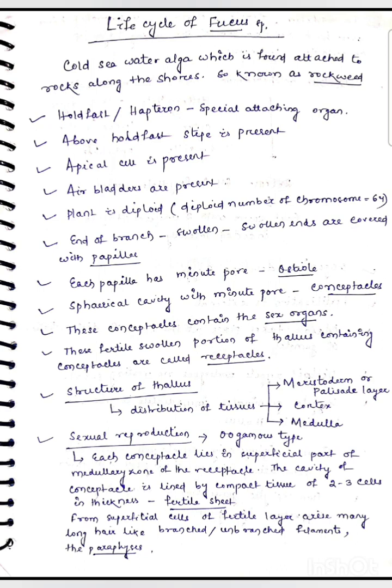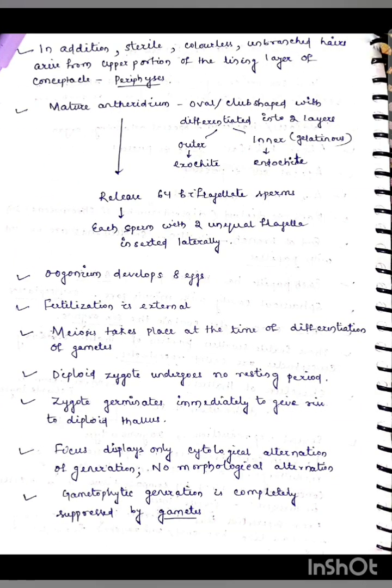From superficial cells of the fertile layer arise many long hair-like unbranched filaments called paraphyses. In addition to these paraphyses, some other colorless unbranched hairs arise from the upper portion of the conceptacle, known as periphyses. Mature antheridia are oval or club shaped, differentiated into two layers, outer exochite and inner endochite layer. They release 64 biflagellate sperms.